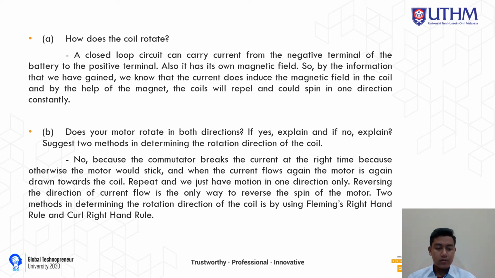Second, does your motor rotate in both directions? If yes, explain, and if no, explain. Suggest 2 methods in determining the rotation direction of the coil. No, because the commutator breaks the current at the right time, because otherwise the motor would stick, and when the current flows again, the motor is again drawn towards the coil. Repeat, and we just have motion in one direction only. Reversing the direction of current flow is the only way to reverse the spin of the motor. 2 methods in determining the rotation direction of the coil are by using Fleming's right-hand rule and the curl right-hand rule.